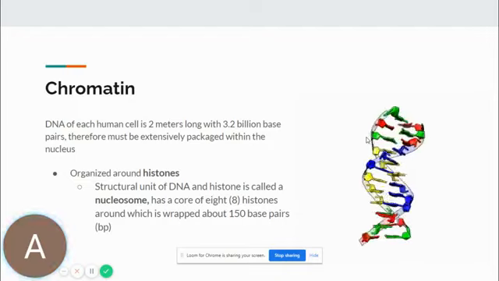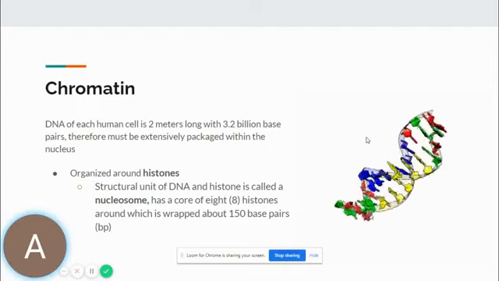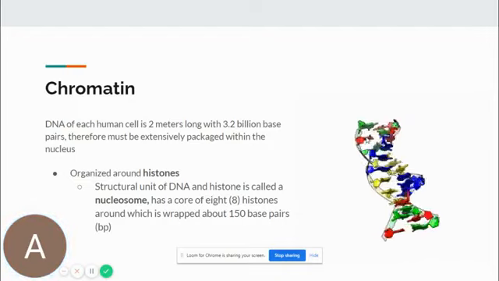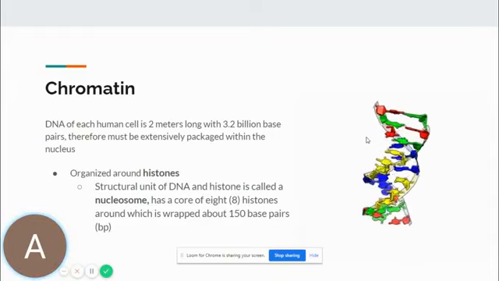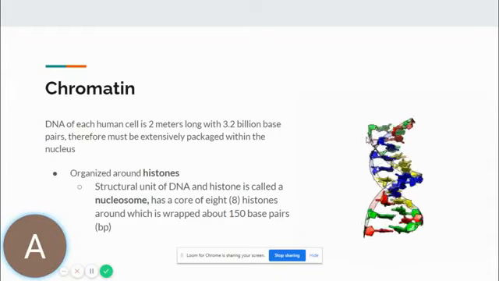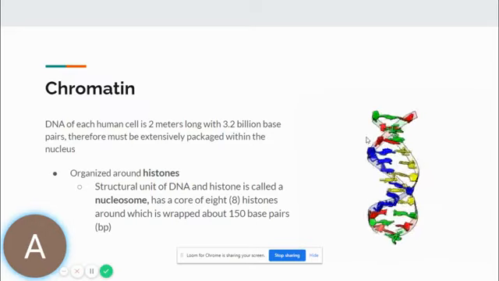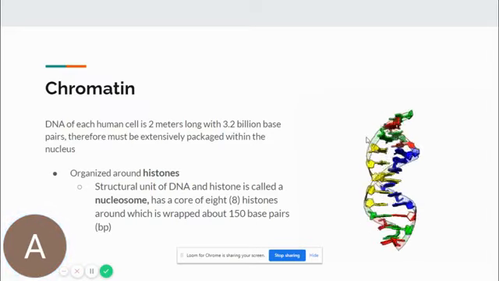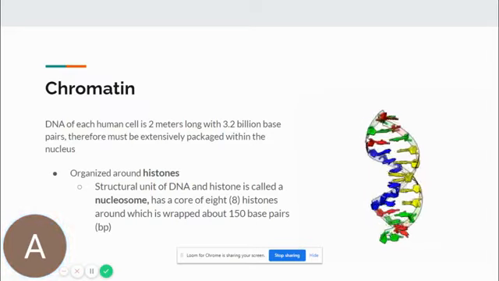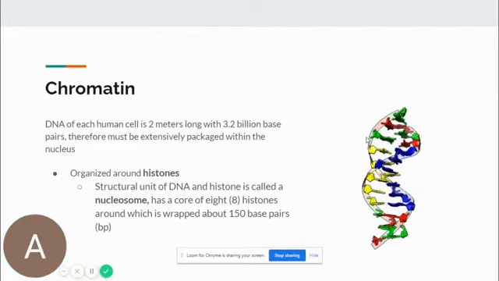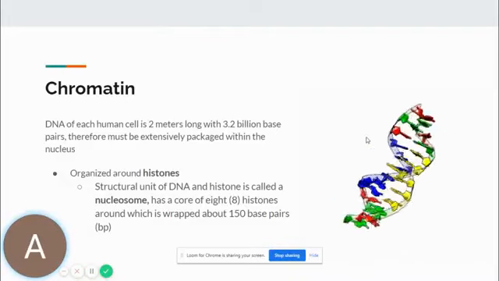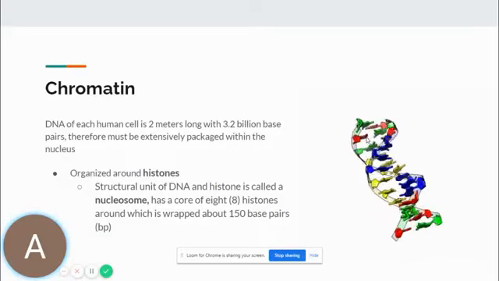In here you can see the DNA of each human cell. What's important about chromatin is that the DNA of each human cell is about 2 meters long with 3.2 billion base pairs. Therefore, it must be extensively packaged within the nucleus. Imagine 2 meters long ang isang DNA. So how can you fit that into a cell? Cells are microscopic. So if you fit 2 meters long of information, it must be extensively packaged.